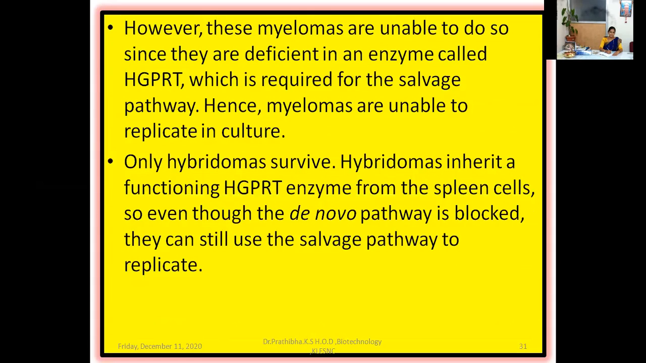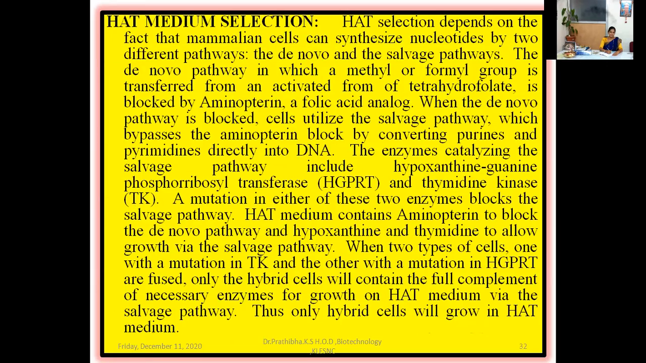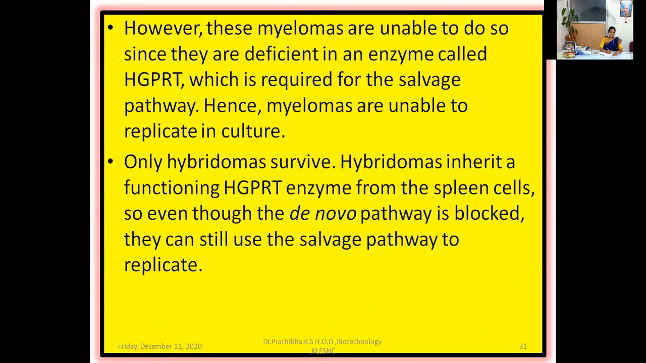However, these myelomas are unable to do so since they are deficient in an enzyme called HGPRT, which is required for the salvage pathway. Hence, myelomas are unable to replicate in culture. Only hybridomas survive. Hybridomas inherit a functioning HGPRT enzyme from the spleen cell. So even though the de novo pathway is blocked, they can still use the salvage pathway to replicate.